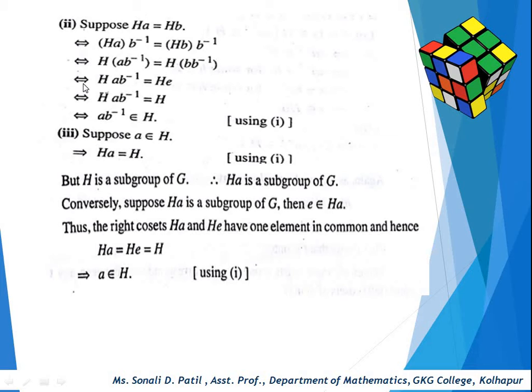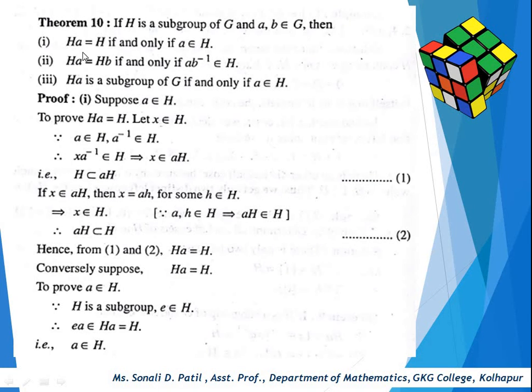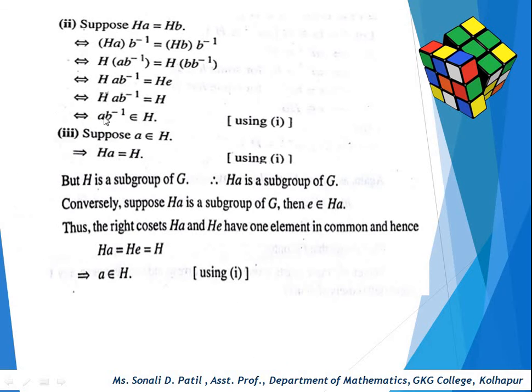Okay, now the next double implication gives H(ab inverse) is equal to He. Here we can apply the inverse property. Okay, so the next double implication gives H(ab inverse) is equal to H by using the identity property, and this double implication gives ab inverse belongs to H by using the first theorem. This is our first theorem: Ha is equal to H if and only if a belongs to H. By using this theorem we can write ab inverse belongs to H.